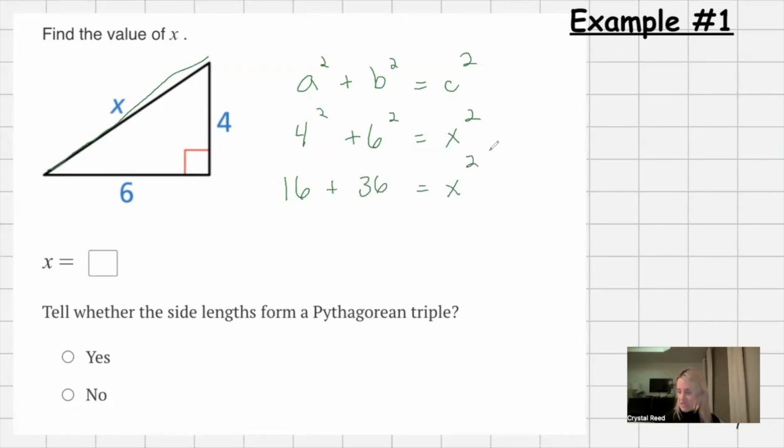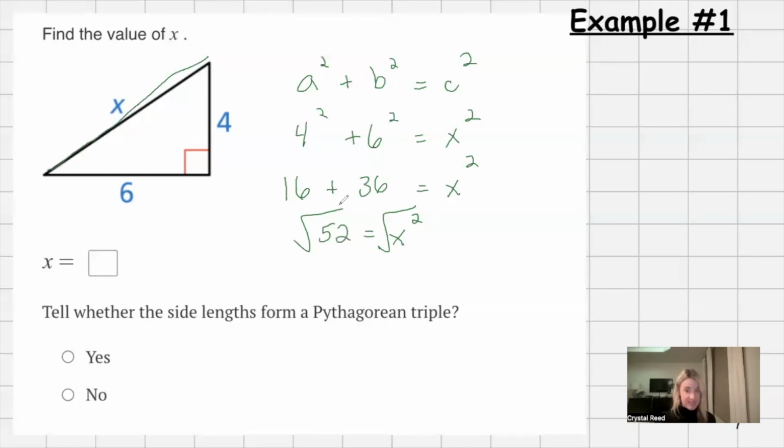What is 16 plus 36? Again, totally fine to use a calculator. So let's do 16 plus 36, that's 52, equals x squared. What do we do from here in order to find x? Well, we take the square root of both sides. So we're going to find the square root of 52.